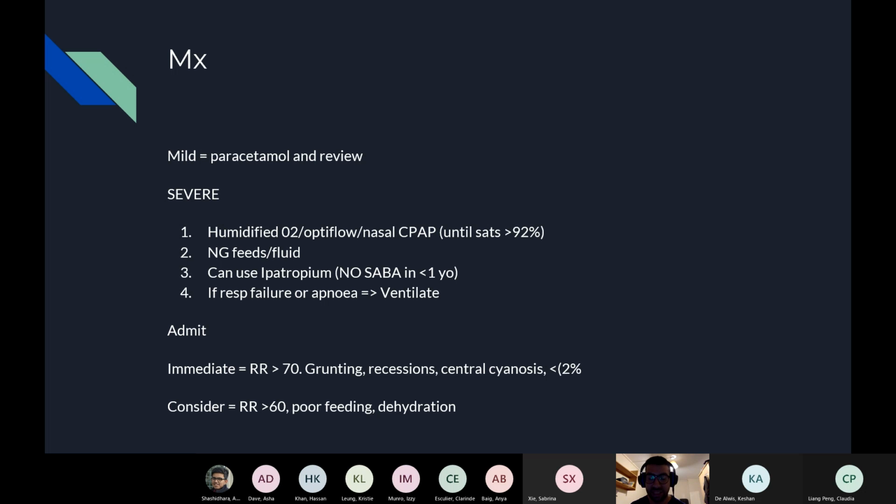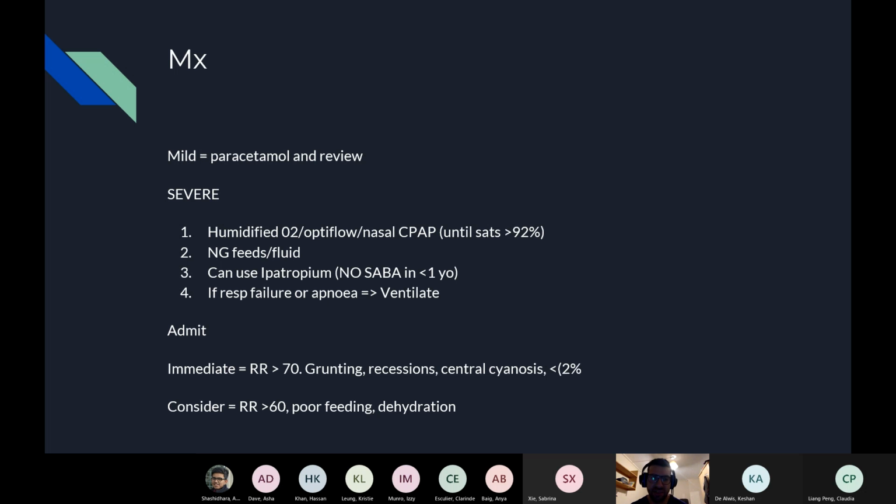Now, the reasons for admitting that you need to know are important. If they have a respiratory rate above 70 and real signs of respiratory distress, such as recessions, grunting, and central cyanosis, I don't know why it says less than there, but basically that's immediate. They need to come in.